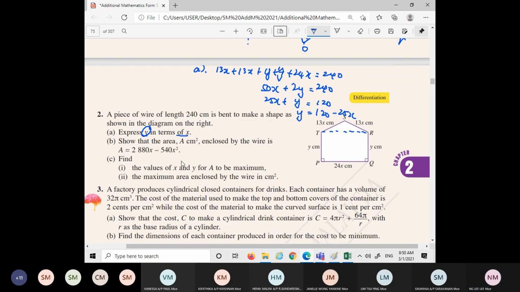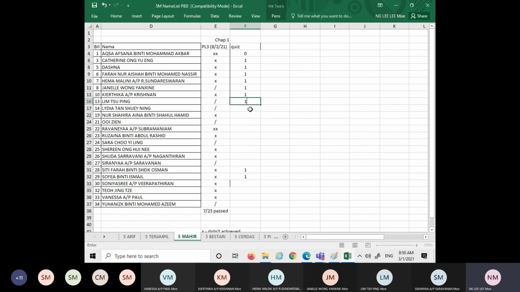So the area should be y times 24x. This is the first part. And then I want to see whether I'm able to do this triangle or not. I must have the base and the height. Base is 24x, this one no problem. But how about the height? Supeng, don't answer. Supeng, I will give you the mark already.